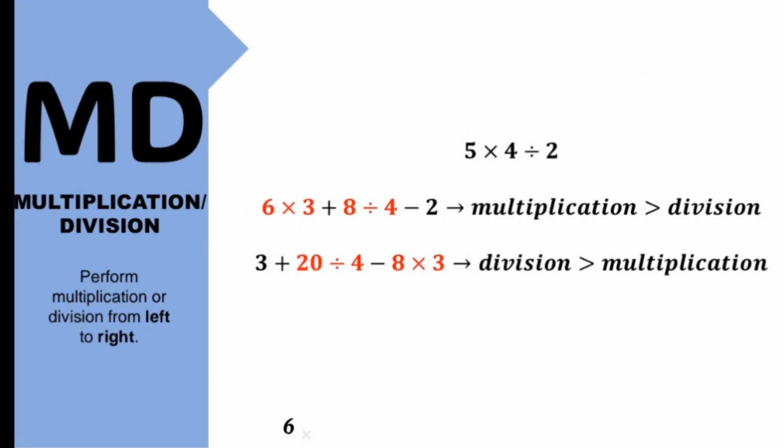Example, 6 times 3 plus 8 divided by 4 minus 2. In the first equation, the multiplication appears first before the division. So by applying the GEMDAS rule from left to right, let's operate first the multiplication, which is 6 times 3. The second is 3 plus 20 divided by 4 minus 8 times 3. In the second equation, the division appears first. So by applying the GEMDAS rule, let's operate the division first, which is 20 divided by 4.